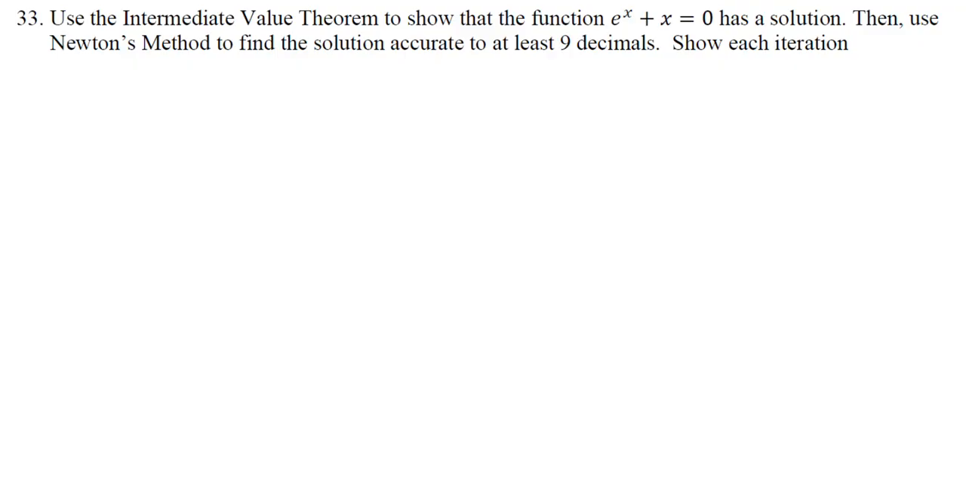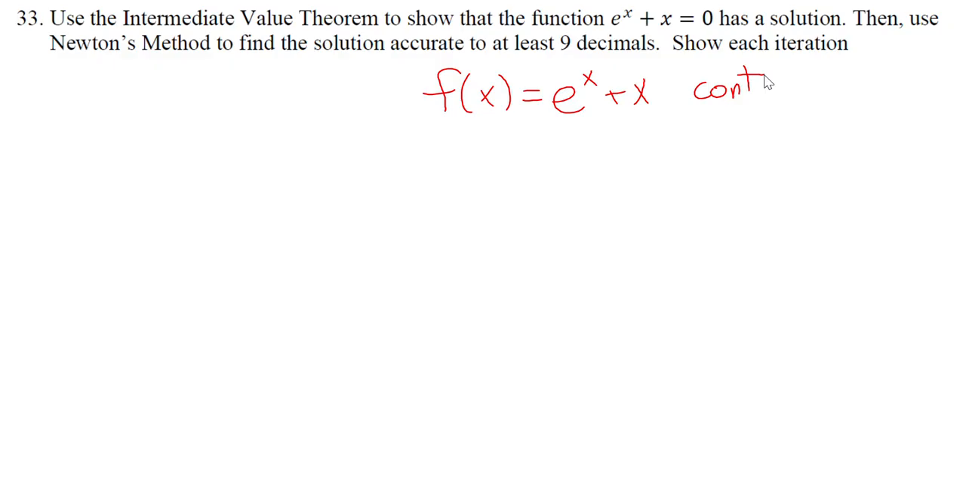All right, and here is our last one, not a multiple choice question here. We've got a question that says, use the intermediate value theorem to show that e to the x plus x equals 0 has a solution, and then use Newton's method to find the solution, accurate to 9 decimals. So what we would first need to do, if we're using the intermediate value theorem, is state that f of x, which is e to the x plus x, is continuous, right?